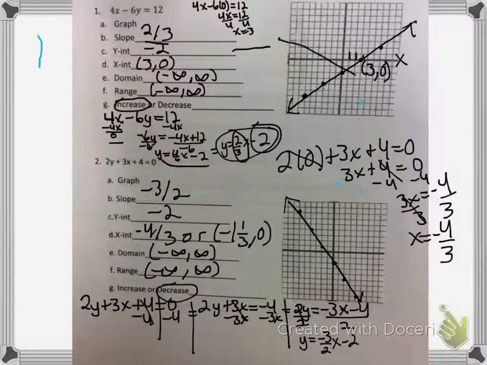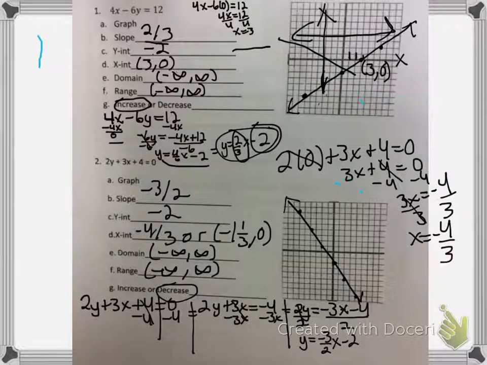Or you can also plug in 0 for your y. And you get negative 6 times 0 is 0. 4x equals 12, divided by 4, you get 3. So your x-intercept will always be where y equals 0. My domain here is negative infinity to positive infinity because my graph goes infinity to infinity. And my range is negative infinity to positive infinity as well because we're going to go down forever because it's a line, up forever because it's a line. And my graph is also increasing because you have a positive slope.